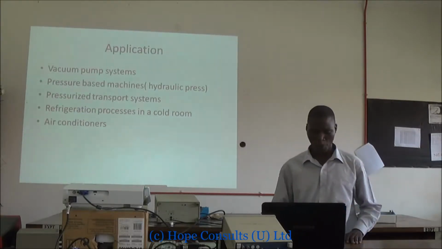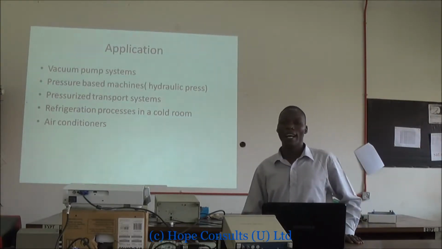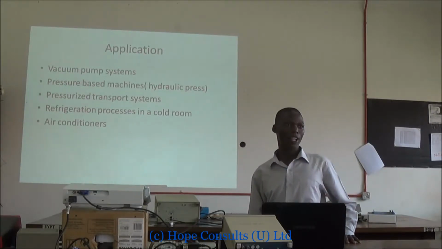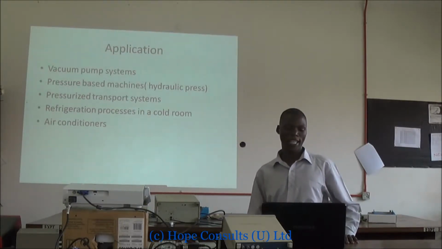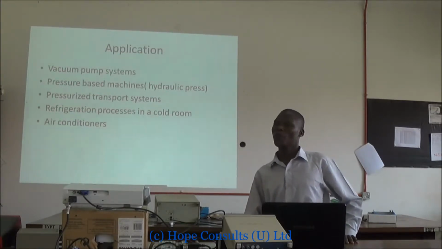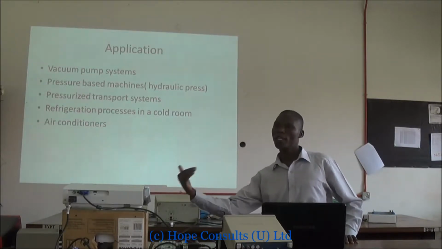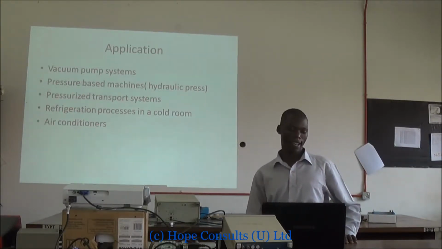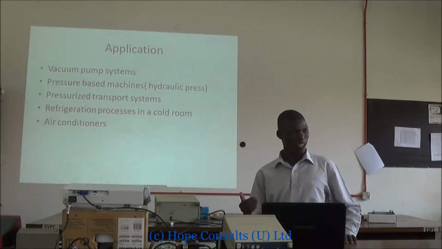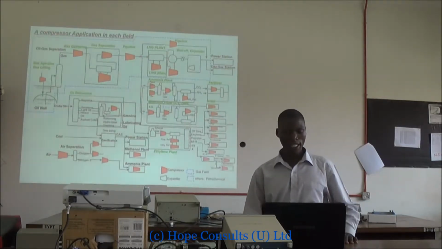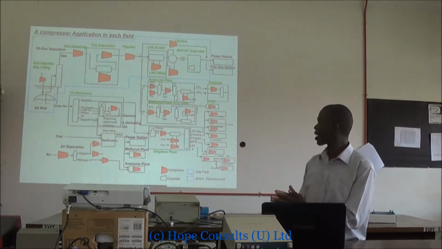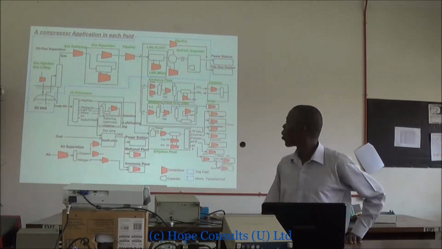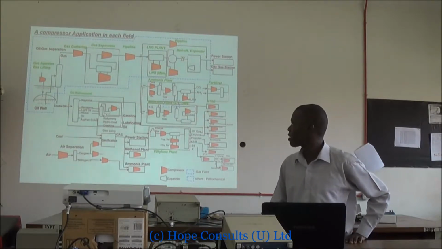Then, lastly, I have air conditioning. In order for you maybe to maintain some room temperature that you want, you also need a compressor. Why do you need a compressor? You have air inside there. Maybe you can have some air which is being blown inside the room, and then you have your room well conditioned. Then there we have a simple diagram indicating how you can use your compressors.